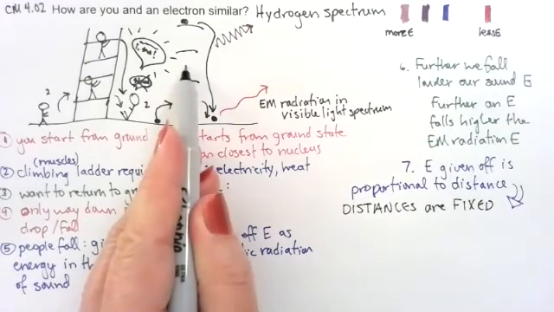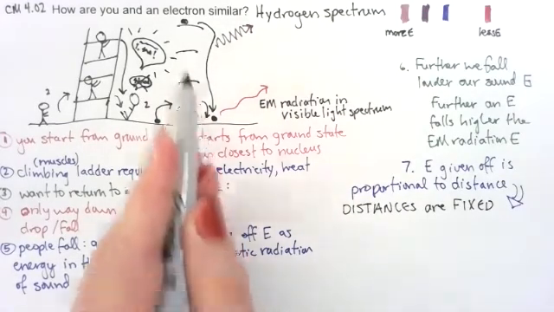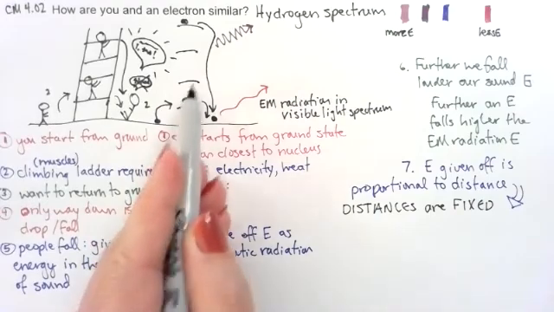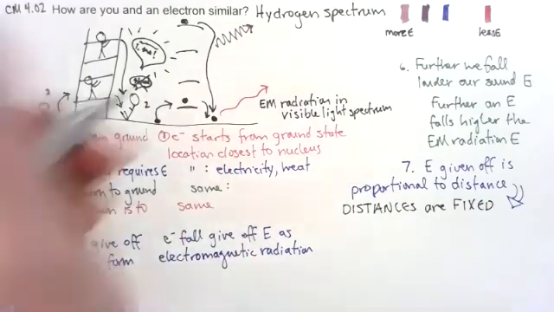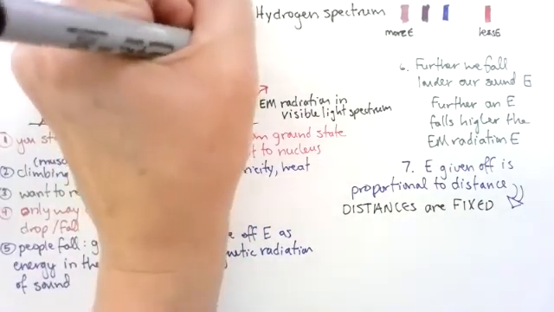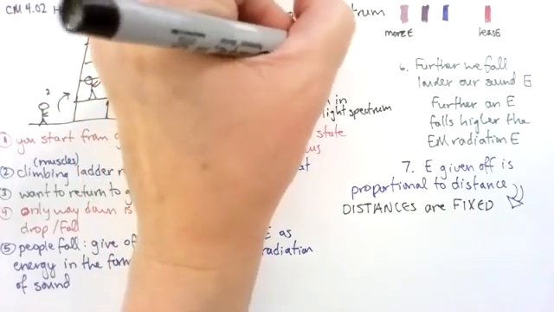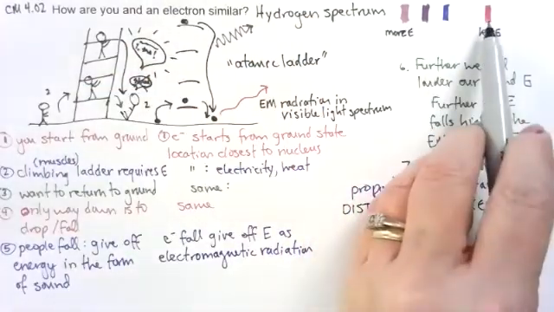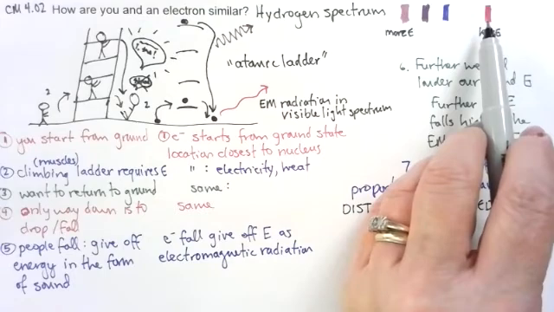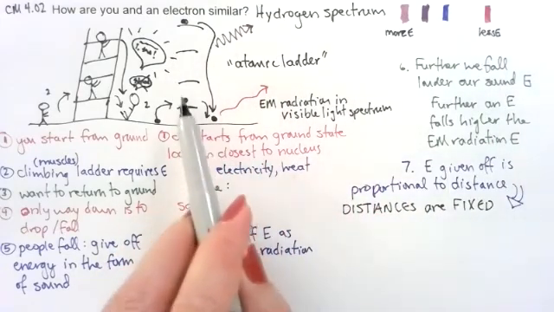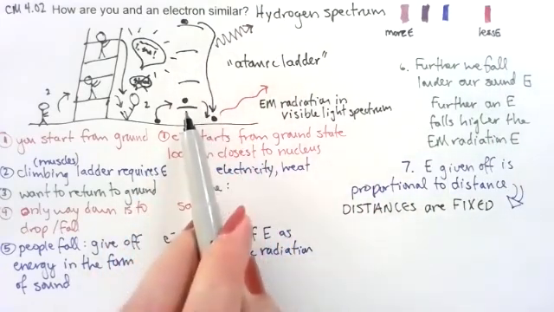An electron can't fall from here down to ground or from here down to ground. It can only fall from one of the rungs of its atomic ladder. We should call this the atomic ladder. That's why we only get 4 colors, because you can only travel between these distances.